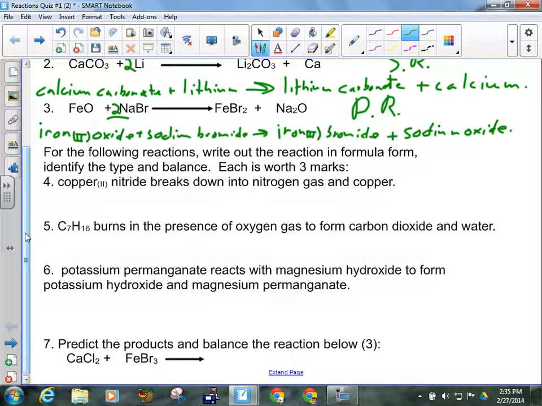Okay, so for the following reactions, write out the reaction in formula form, identify the type and balance. Copper(II) nitride, that's Cu with an N here. This is -3, so the 3 goes there. This is +2, so the 2 goes there. It breaks down into nitrogen gas and copper.